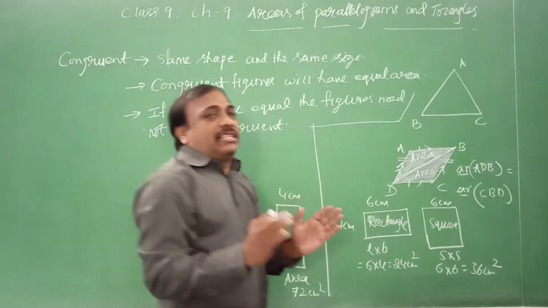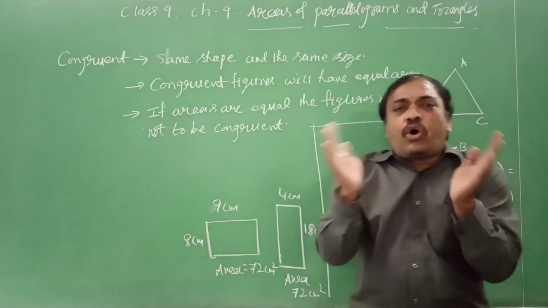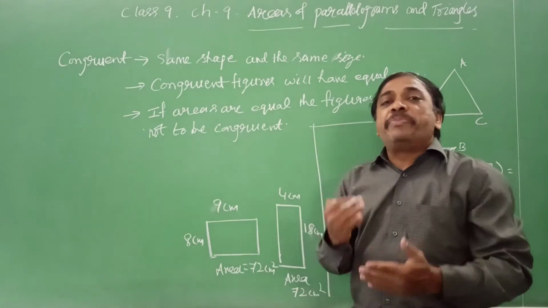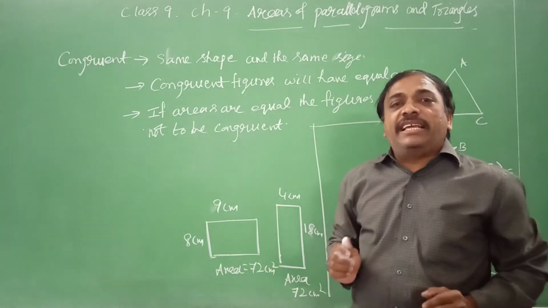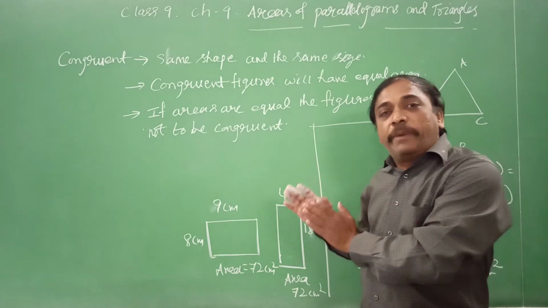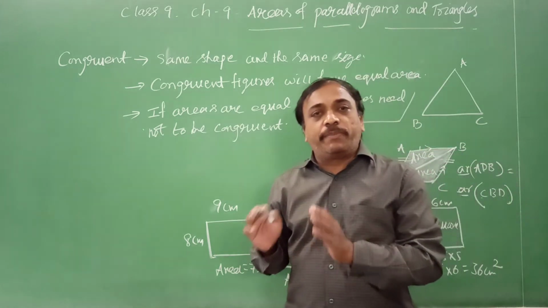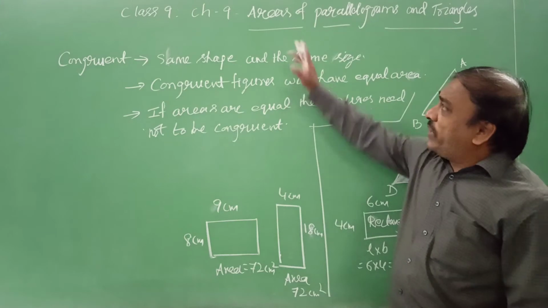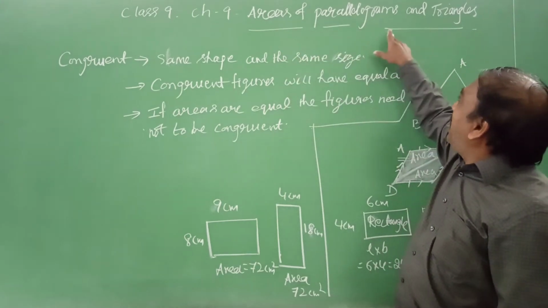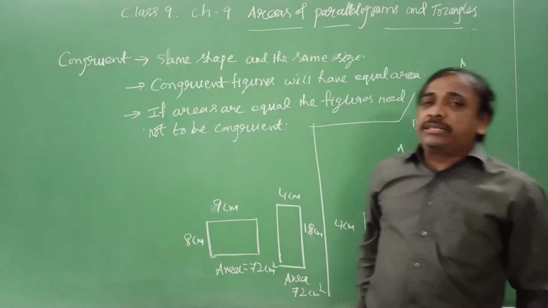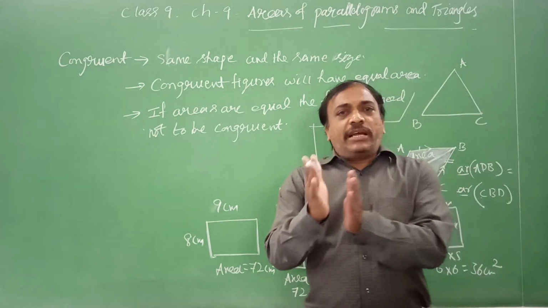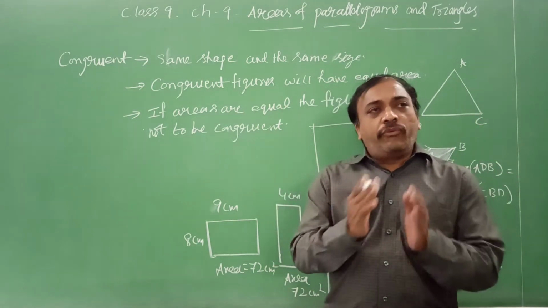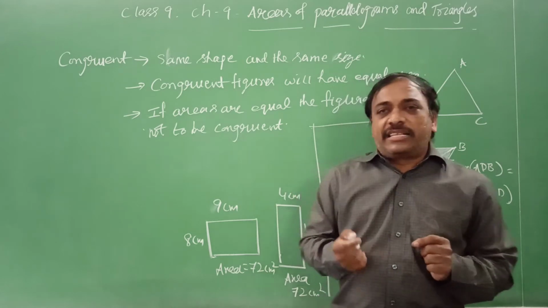So area is nothing but the region covered by a closed figure. That complete region is called the area of that particular figure. Now we are talking about areas of parallelograms and triangles. Before that, I just wanted to discuss one small example.